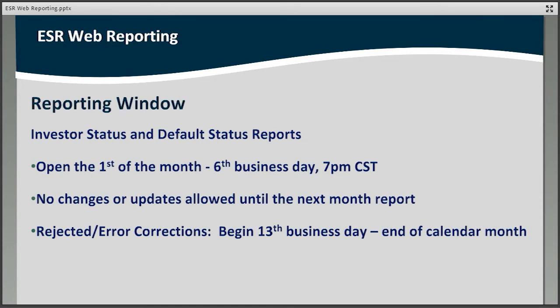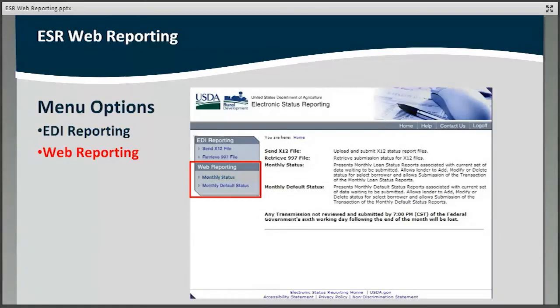All monthly investor status and default status reports may begin on the first of the month and are due by the 6th government business day at 7 p.m. Central Standard Time. No changes or updates to any loan or default status will be allowed until the next monthly reporting period. Rejected loan statuses and/or identified errors may be corrected beginning the 13th government business day of the month until the end of that calendar month.